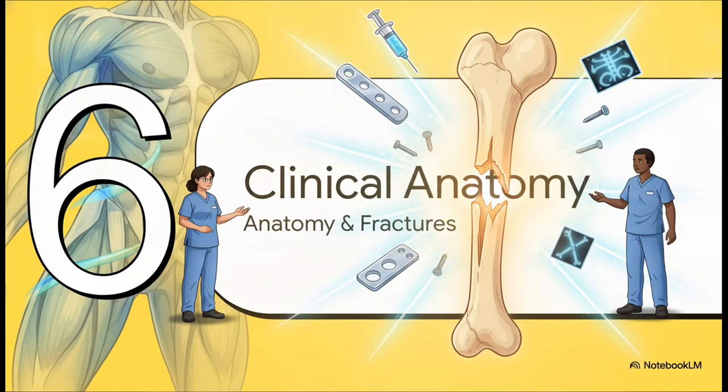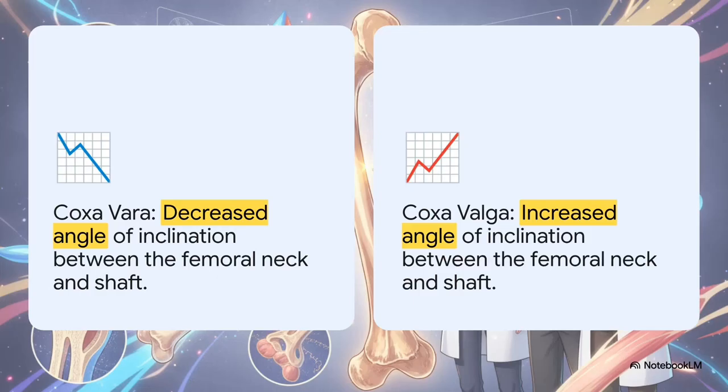Finally, we reach section 6, clinical anatomy and fractures. This is where your anatomical knowledge directly impacts patient care. By comparing coxa vara and coxa valgus side by side, you can clearly see how pathological changes in the femur's angle impact overall limb biomechanics.